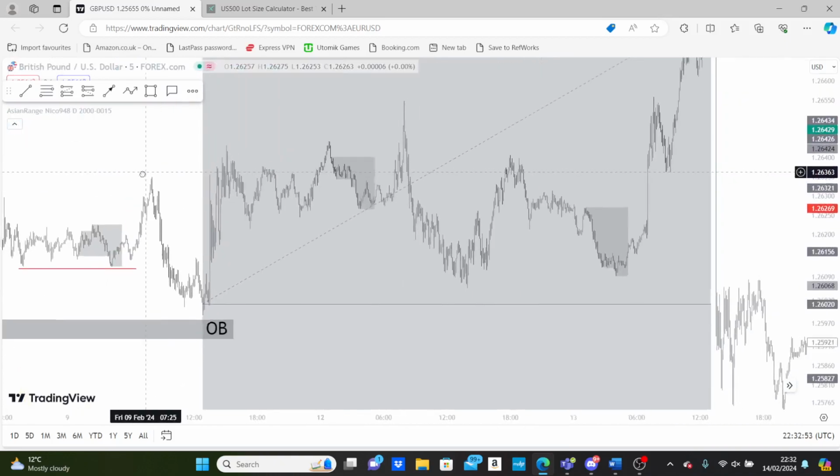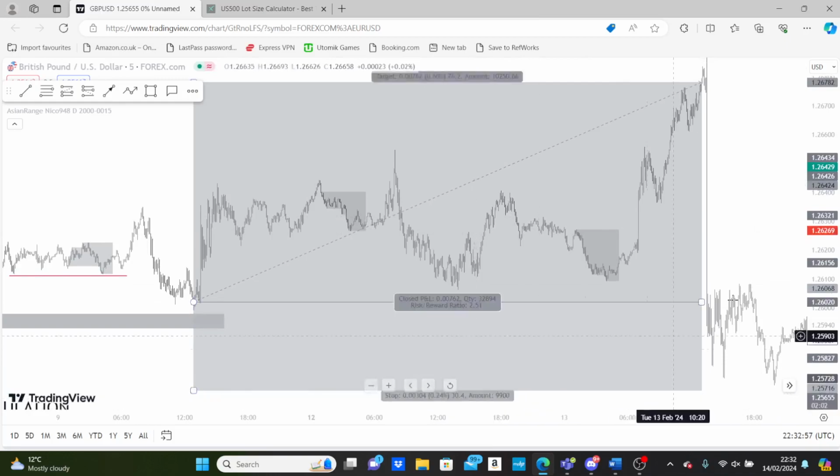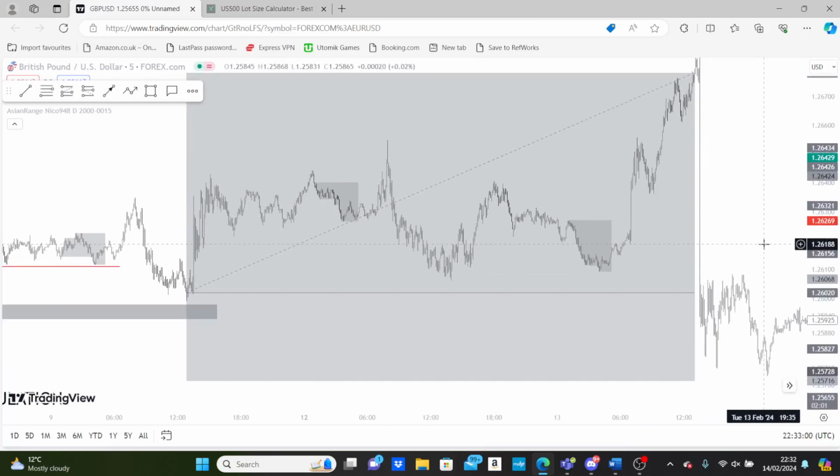We're looking to buy a 2.5R trade. So excellent intraday slash swing trade, depending on how you look at it. And this is how you could trade the Forex pairs. And this is how we trade at Liquid FX, ICT 101.